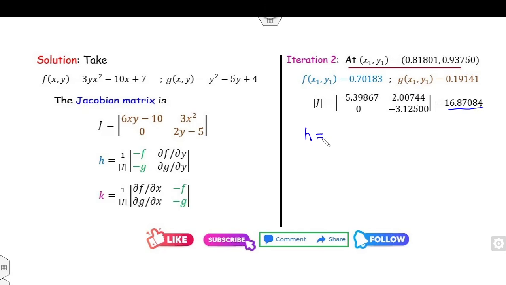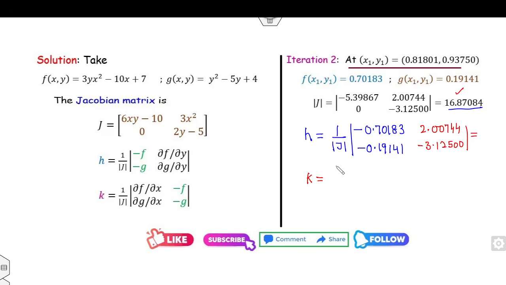Similarly, you can find the value of h. h is 1 over determinant of J. I can replace the first column with the negative of f, negative of g, and the second column remains the same, 0.0744 minus 3.12500. I can substitute the value of the determinant of J here. You can solve, and you will get the result.